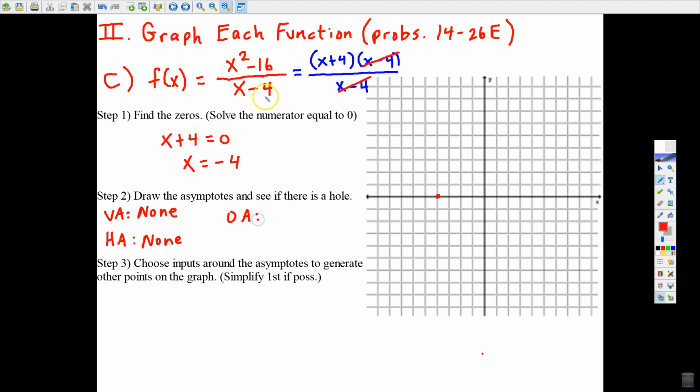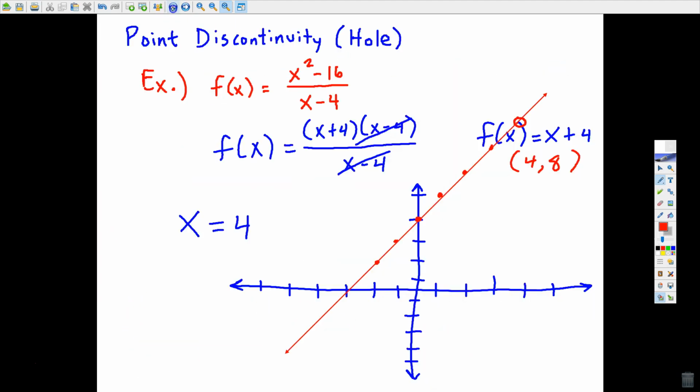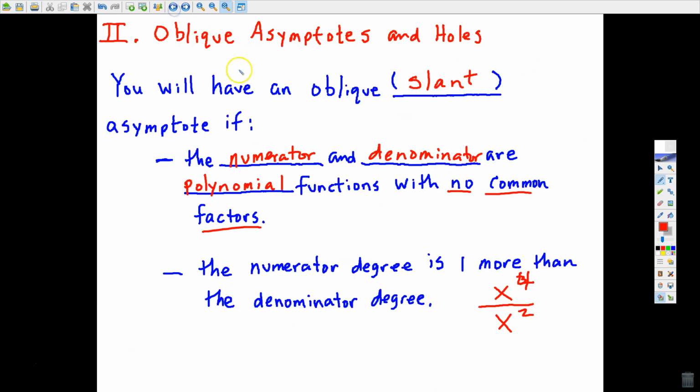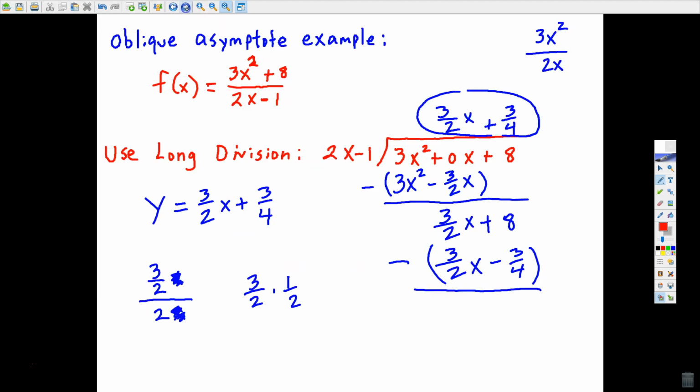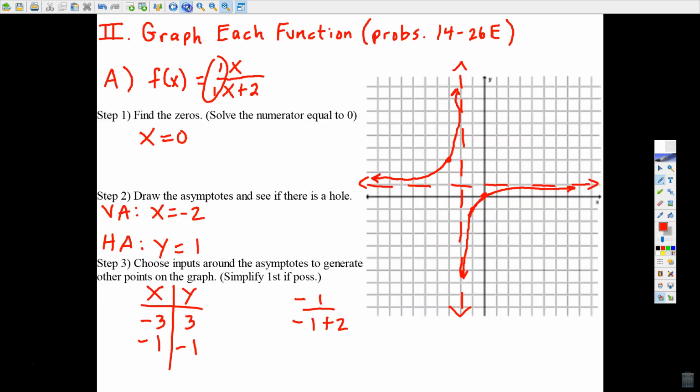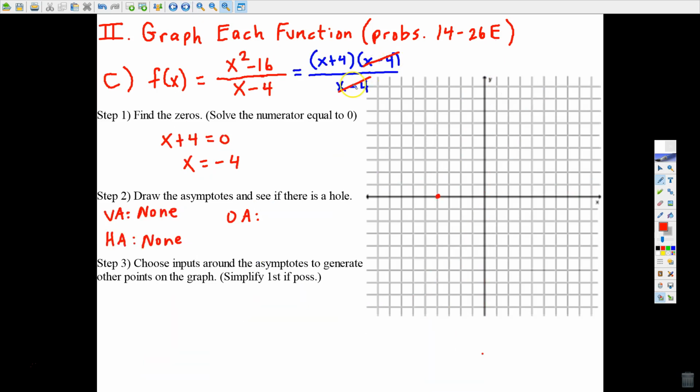You might be thinking, well, what about this idea that degree 2, degree 1, it's 1 degree more. But remember, another consideration for an oblique asymptote is you cannot have any common factors. Okay, I'm just going to go back to our slide and remember, no common factors. Well, that is not the case here. We do have a common factor in x minus 4, so this cannot be an oblique asymptote.